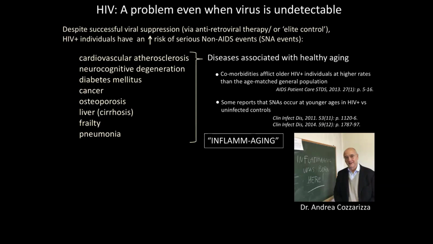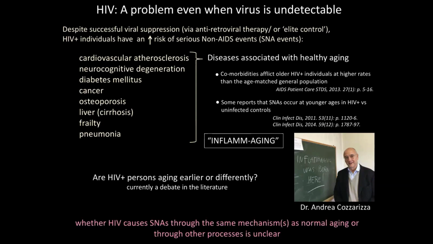So this is the concept of inflammaging, that the very low levels of the virus that remain are causing inflammation that is somehow aging the person to develop these age-associated illnesses. And there's a debate in the literature as to whether HIV-positive persons are aging earlier or differently. And a key point to keep in mind is that it's not clear if these conditions in HIV patients manifest due to similar processes as what occur in normal aging, or via completely distinct mechanisms.